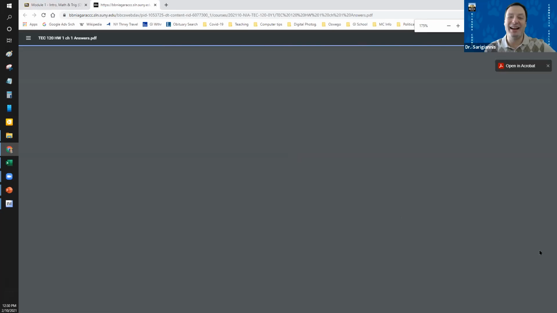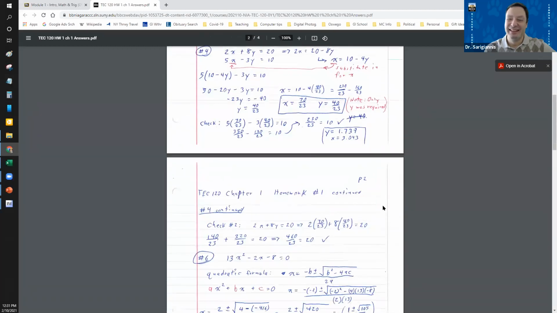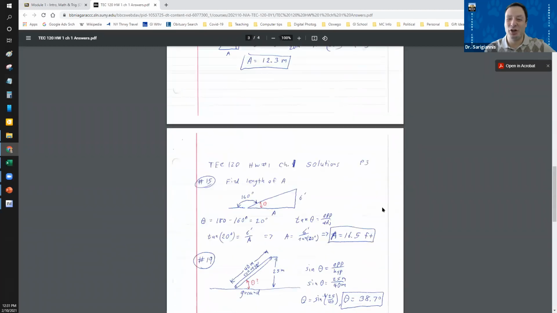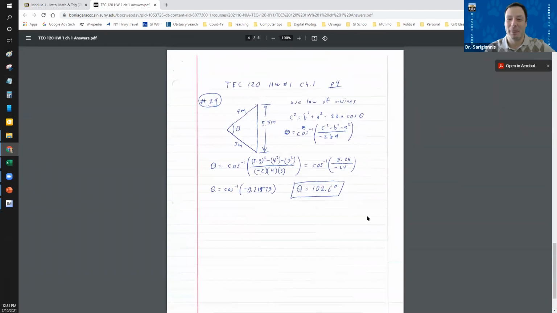Now, the handwriting does have some issues, right? My handwriting could be better. I did my best here when I tried to put this up.